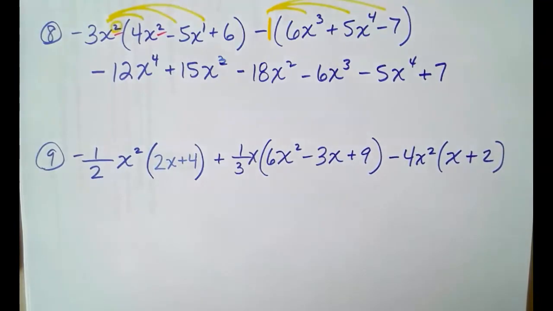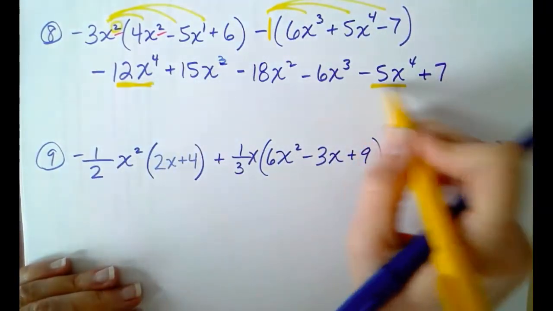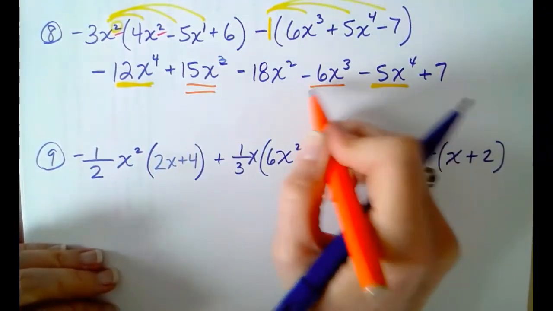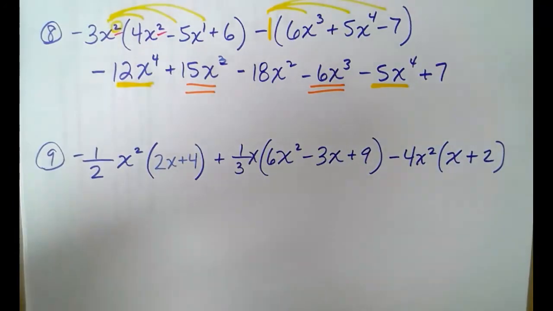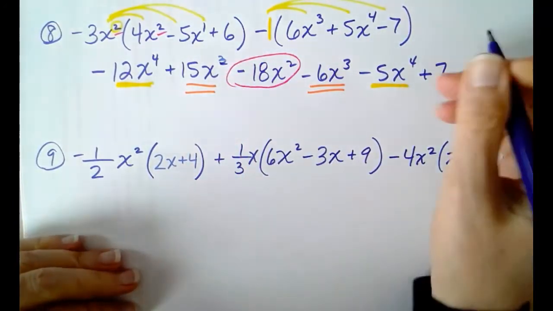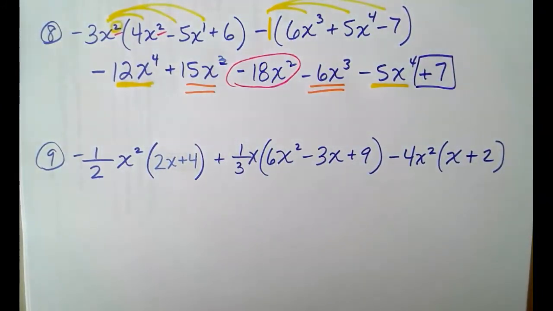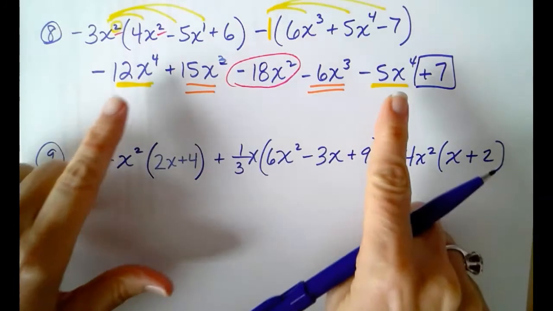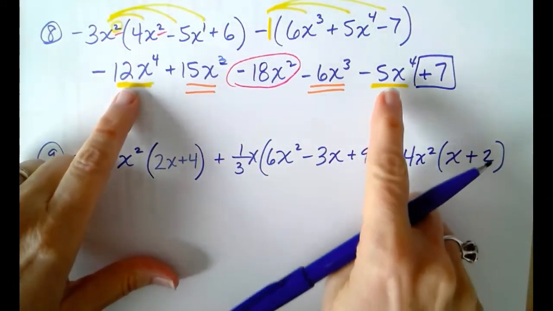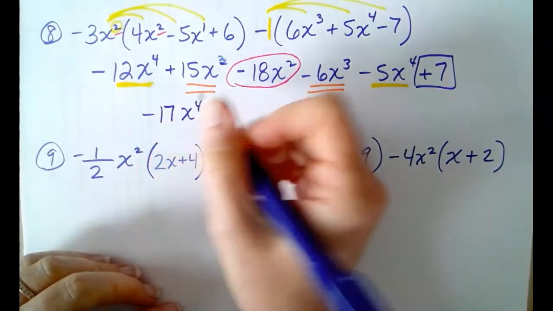Now let's corral the like terms. Here's an x to the 4th, there's an x to the 4th. Here's an x to the 3rd, there's an x to the 3rd. Then we have an x squared, and then we have a constant. Let's put them in descending order. Descending order has everything to do with the exponent. A negative 12 and a negative 5 is a negative 17x to the 4th.